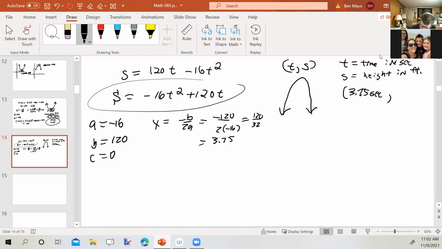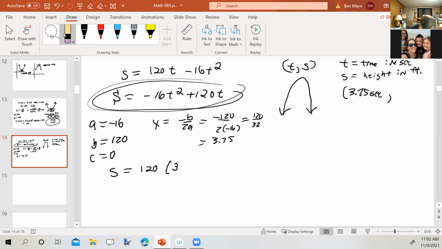And then to find the height, you'd take S equals 120 times, oh wait, I should use this form, shouldn't I? Hang on here. So that would be S equals -16 times 3.75 squared plus 120 times 3.75. Sorry, I got confused there. I forgot I was in the form where I can easily change things around. Okay, so let's see what that gives us. -16 times 3.75 squared plus 120 times 3.75, and I get 225, and that's feet.